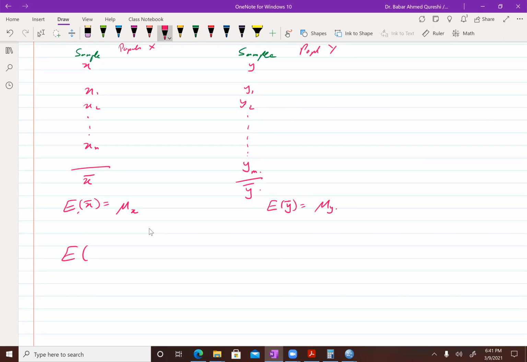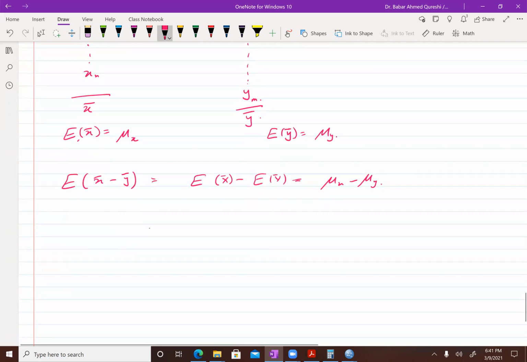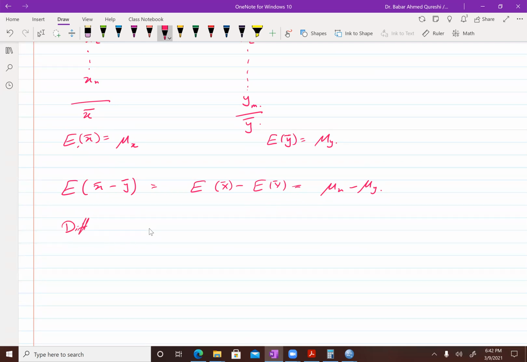So by the properties of the expectation value, if I compute this of the difference, this is just equal to mu x minus mu y. So that means the difference of the two means obviously is a random variable, but it would be, because each independently is a normal variable, with mean mu x minus mu y.